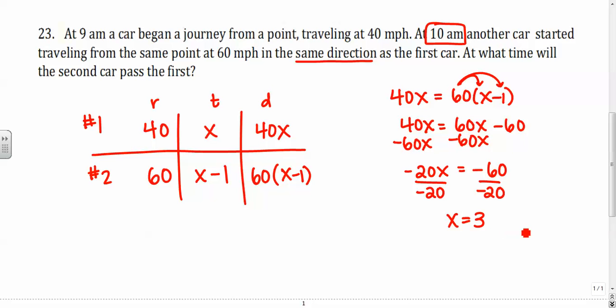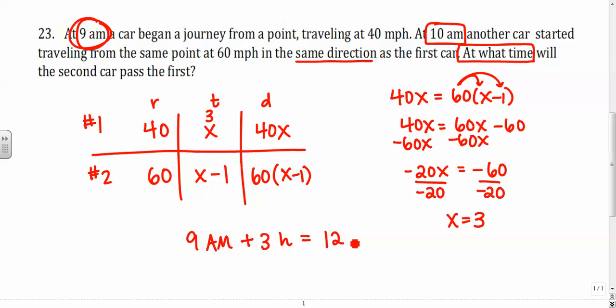Okay. Now again, go back and read the question. Does saying x equals 3 hours, in this case, because it was time, answer the question? No. The question says, at what time? So if car number 1 is going 3 hours and it left at 9 a.m., 9 a.m. plus 3 hours tells me that the 2 cars will pass each other at 12 p.m.